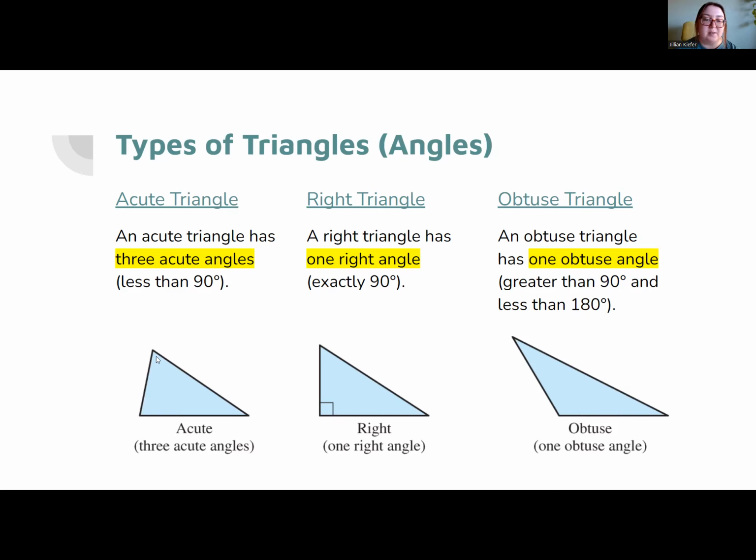An acute triangle has to be that all three angles are less than 90, and a right triangle means that one angle is a right angle, 90 degrees. So those are the different types of triangles based on angles. And like we said before, we can categorize types of triangles by their sides and their angles. This is what we're about to see.